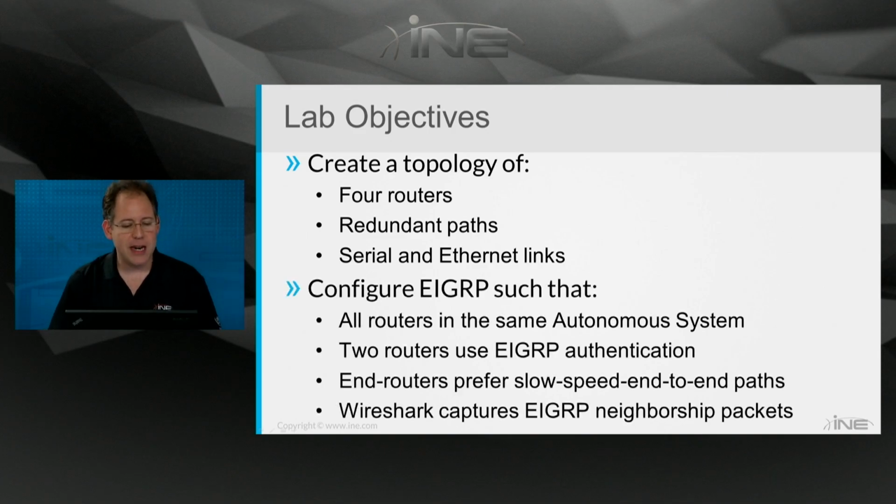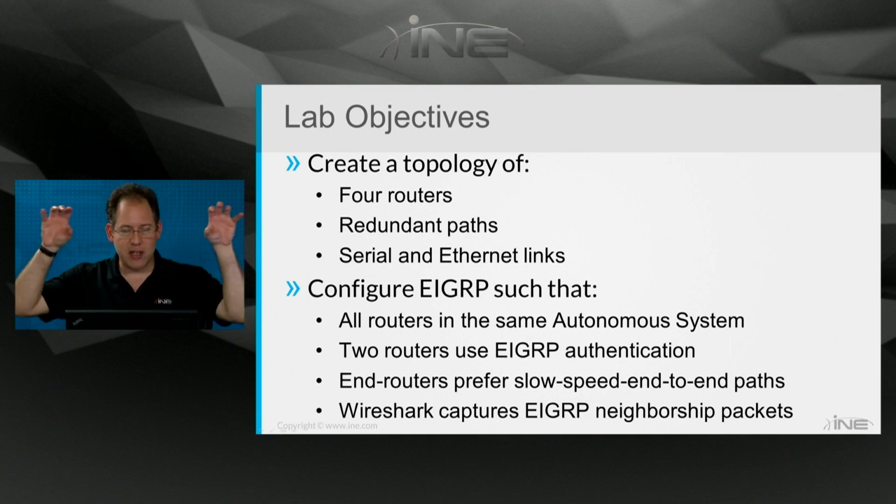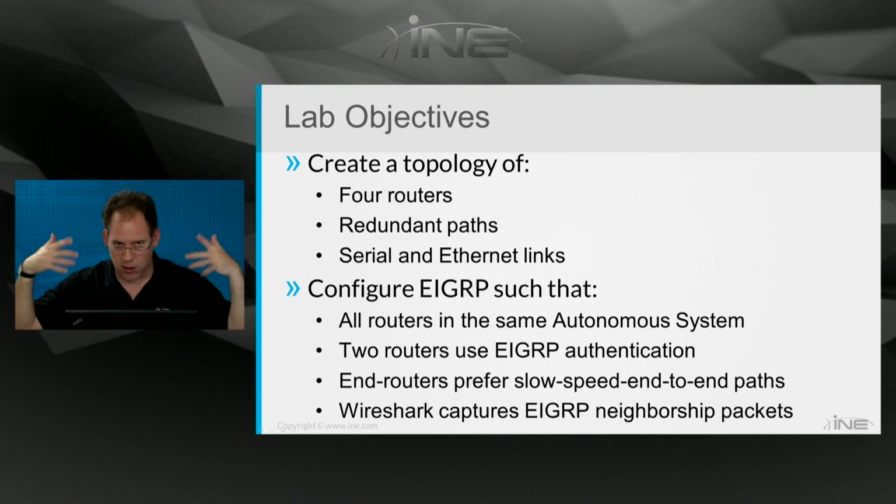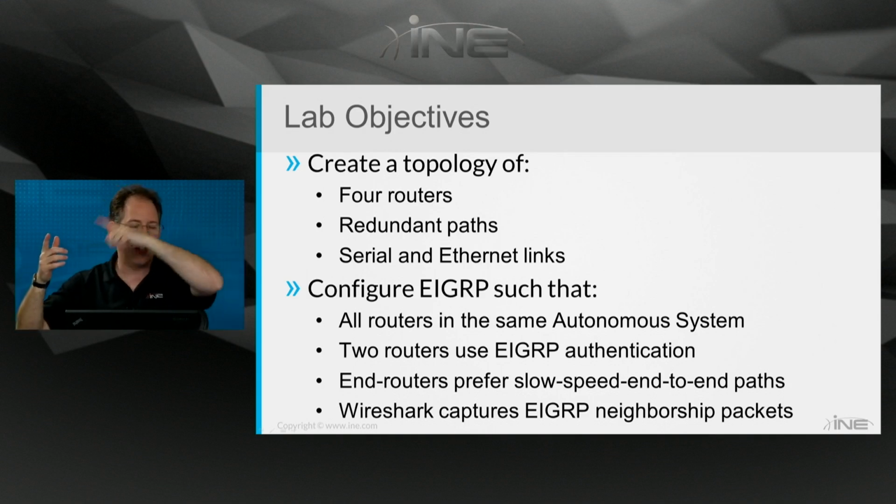We're going to configure EIGRP such that all the routers are in the exact same autonomous system. 2 of those routers are going to form a neighbor relationship using EIGRP authentication, because you need to know how to configure that and troubleshoot that for the CCNA. The routers at either end of the topology should use the slow speed link by the time we're all done. So if they're pinging each other, they should go across the slow speed link. So you're going to have to manipulate EIGRP to accomplish that.